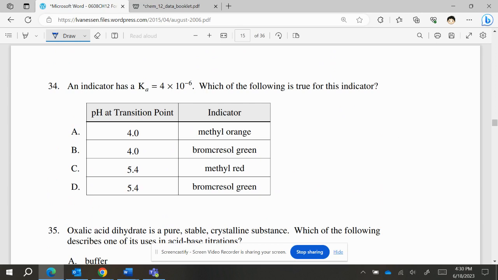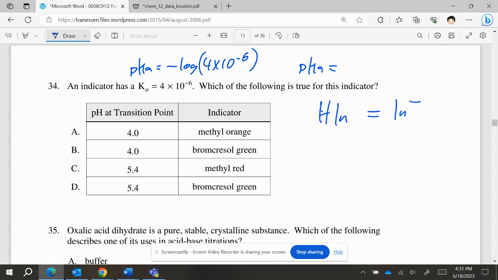So if I want to find the pKa of this thing, I will have to take the negative log of this number right here, 4 times 10 to the minus 6. And that'll be my pKa. My pKa is actually going to be where my HIndicator is roughly equal to my Indicator minus. Or in other words, the transition point when it's transitioning between two colors.